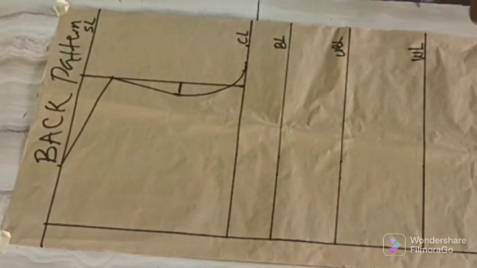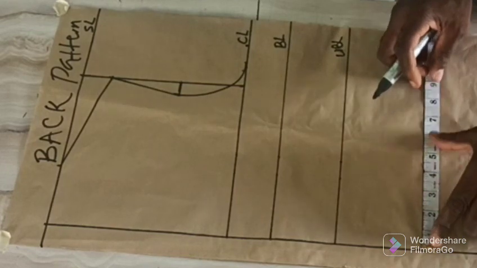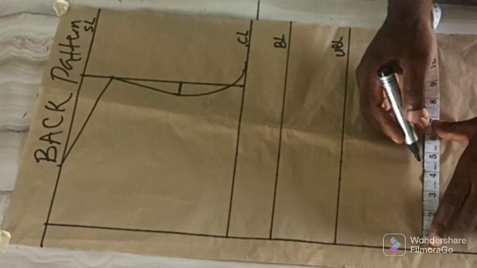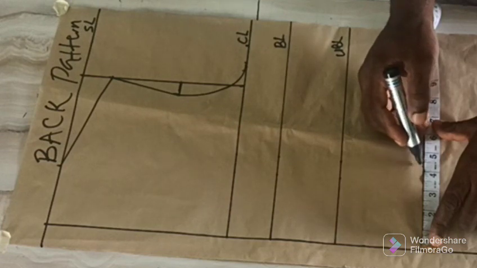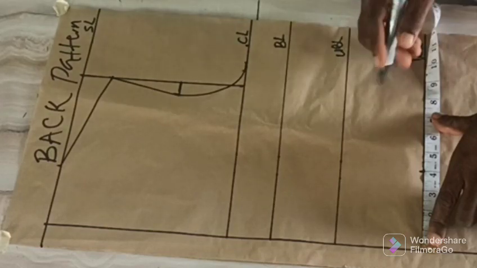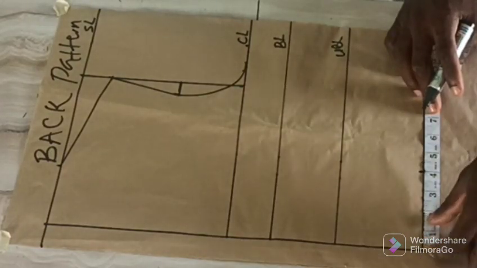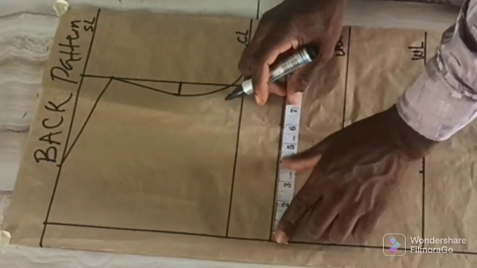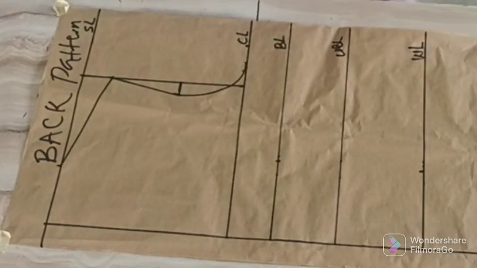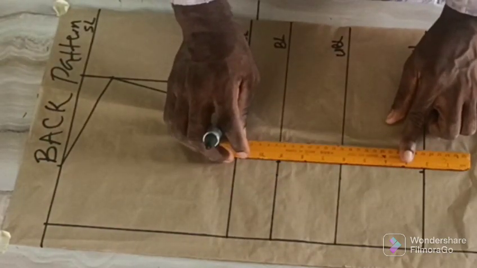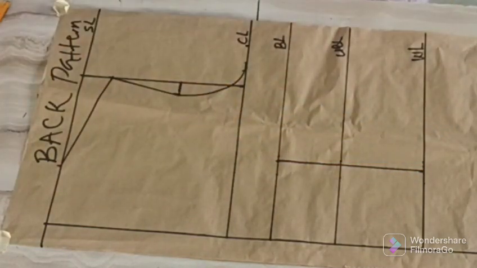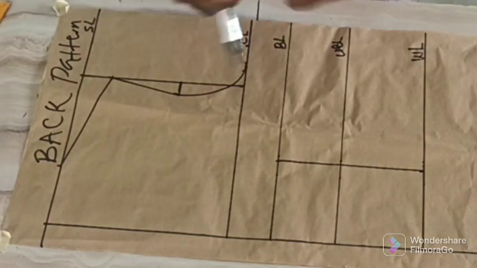So now we go to the waistline, impute our waist measurement, which is 7.5. Then before we impute our waist measurement, we impute the dart placement, which is going to be at 4 inches, about half of the bodice. We also come up on the bust line and make another 4 inches mark. Rule a vertical line from the bust line to the waistline. This is for the dart placement.